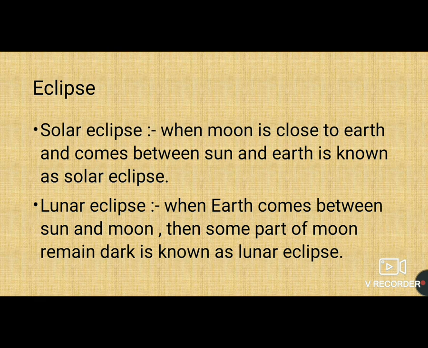Same as lunar eclipse, when the moon gets light from the sun, if sun rays going towards the moon are obstructed by the earth, that means when earth comes between sun and moon, a lunar eclipse happens. It might happen on a full moon night, but it is not possible that it happens on every full moon night.